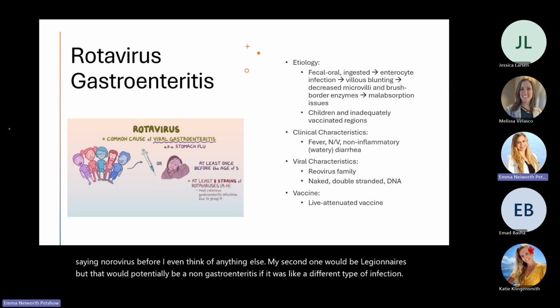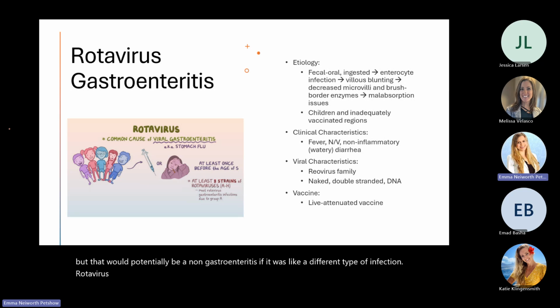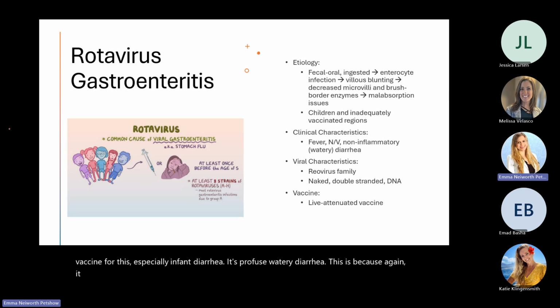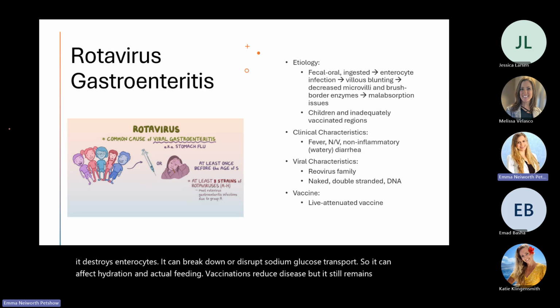Rotavirus gastroenteritis is the leading cause of severe diarrhea in children, which is why there's a vaccine for this, especially infant diarrhea. It's profuse watery diarrhea. This is because, again, it destroys enterocytes. It can break down or disrupt sodium glucose transport, so it can affect hydration and actual feeding. Vaccinations reduce disease, but it still remains board relevant, especially in a pediatric context. So viral adult, noro, viral peds, rota.